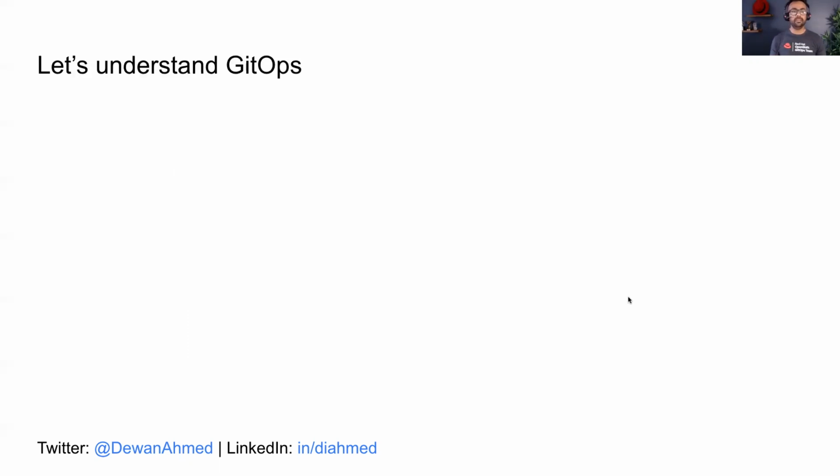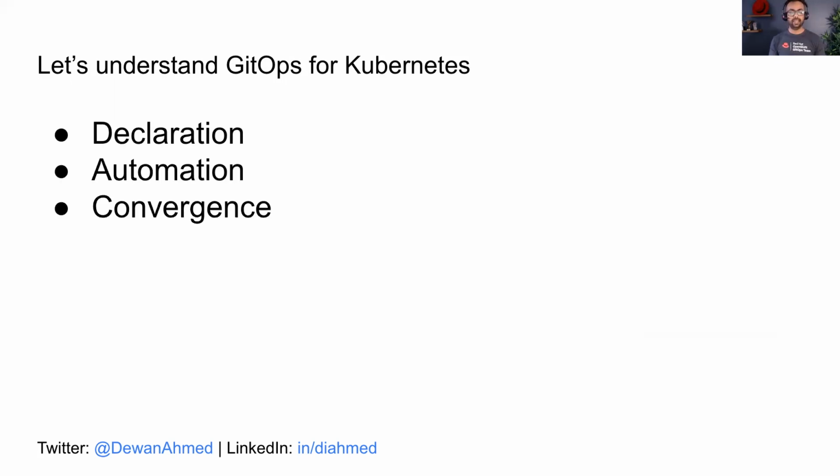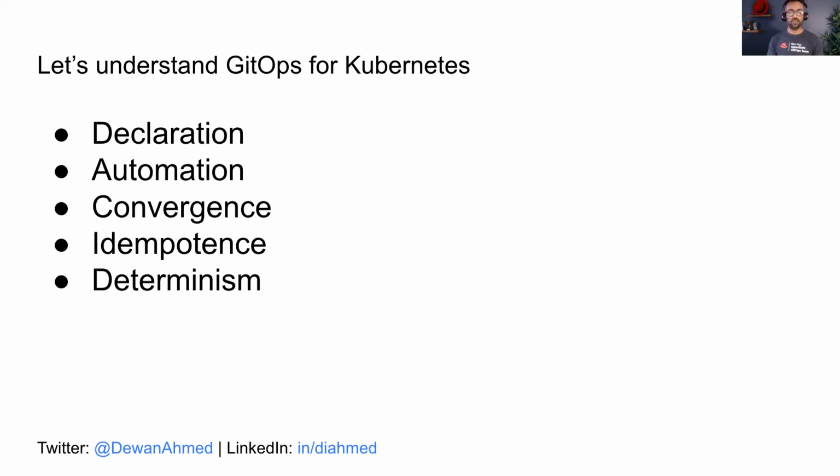So keeping that in mind, let's understand GitOps. Scratch that. Let's understand GitOps for Kubernetes. So Kubernetes gives us the power of declaration. That means everything in the Kubernetes model you can describe declaratively. Kubernetes updates provide a mechanism for automating the process of applying a set of changes directly, correctly, and in a timely manner. Kubernetes will try to keep updating until it succeeds, which is convergence.